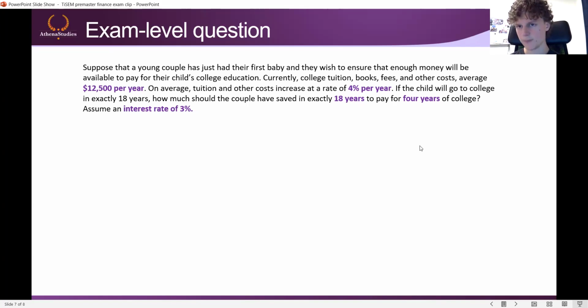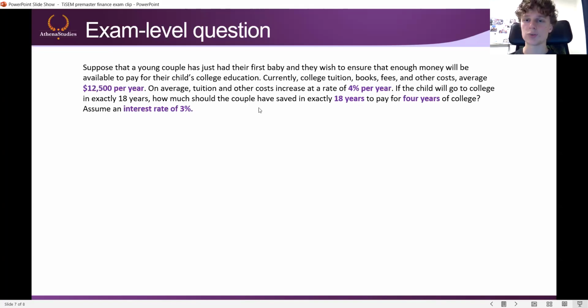Now, as we read the text further, if the child will go to college in exactly 18 years, how much should the couple have saved in exactly 18 years to pay for 4 years of college? Now, that is important because this second to last sentence shows us the parameters of this question. Present time is not now, it's not 18 years in the past. We are looking at how much money they need to be saving in exactly 18 years, the present value at that time, to pay for 4 years of college. Which means in this case, our time zero is after these 18 years.